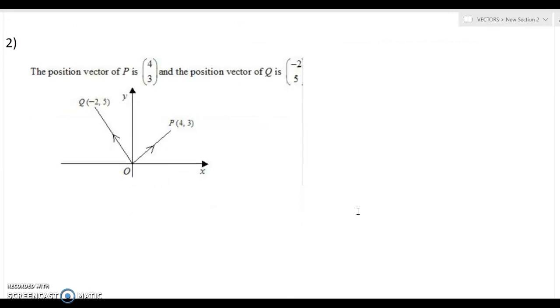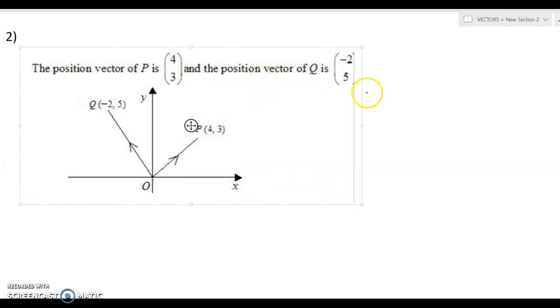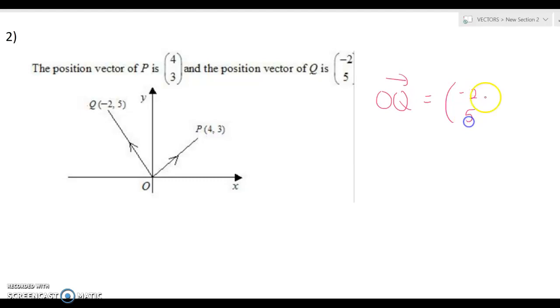Now let's look at another question. Here they told us the position vector of P is (4, 3) and the position vector of Q is (-2, 5). You have a diagram here showing O, Q, so OQ is (-2, 5) and OP is (4, 3). The coordinates of Q are (-2, 5) and the coordinates of P are (4, 3). As position vectors, OQ is (-2, 5) coming down as a column matrix, and likewise for OP.